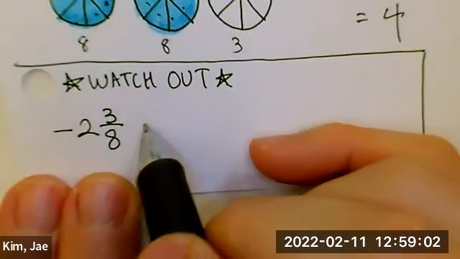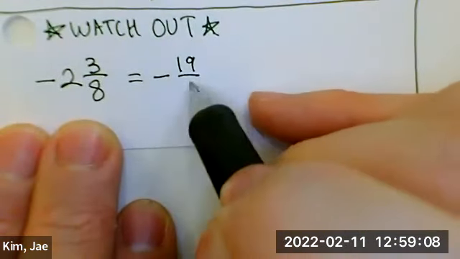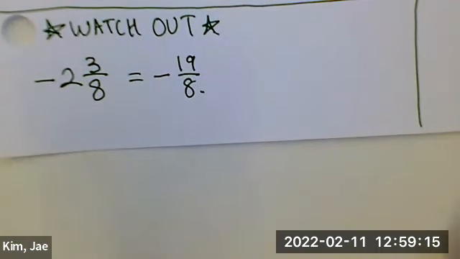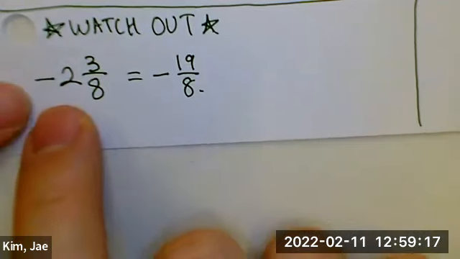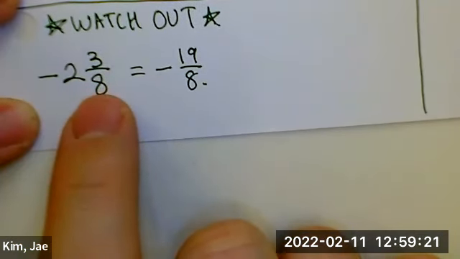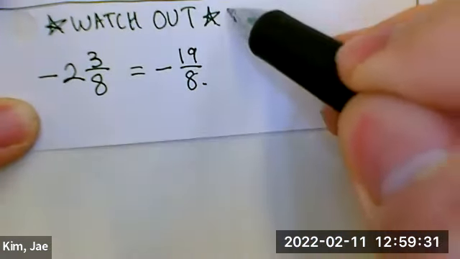The actual answer is this. You know how this is positive 19 over 8? Think about it in terms of money. It's the easiest. If you owe someone $2 and 30 something cents, I think this is like 37 cents or something, it should equal this much. But some people might do this.